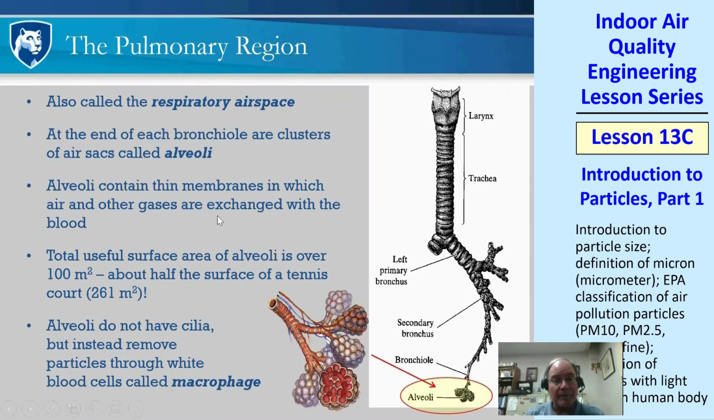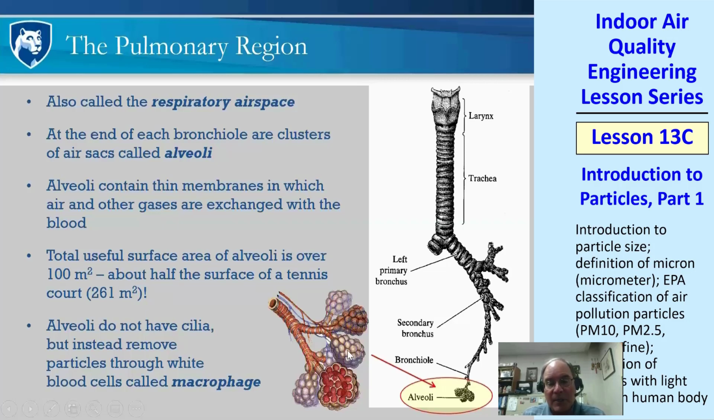Now, this is where there's a lot of capillaries and the gases are exchanged with the blood. The total area of these alveoli is about 100 square meters. I looked up the surface of a tennis court, and it's about 261 square meters. So roughly half of the surface of a tennis court.